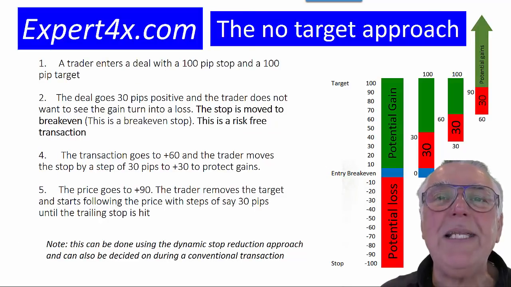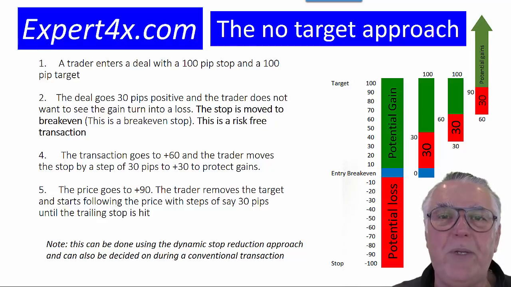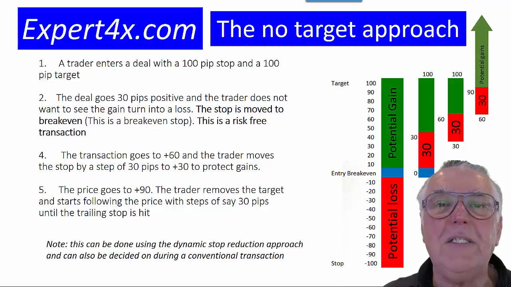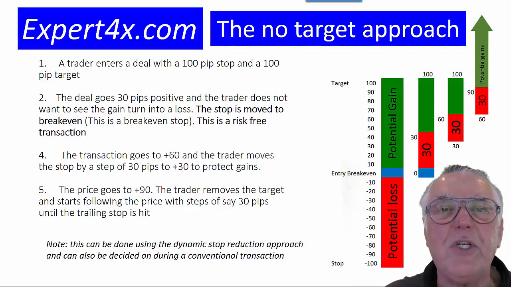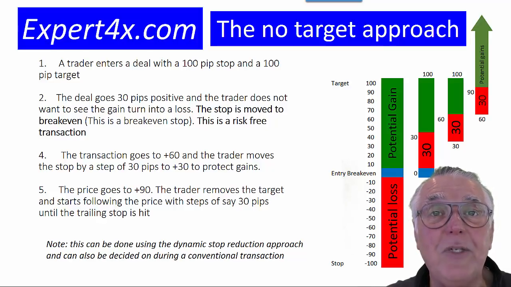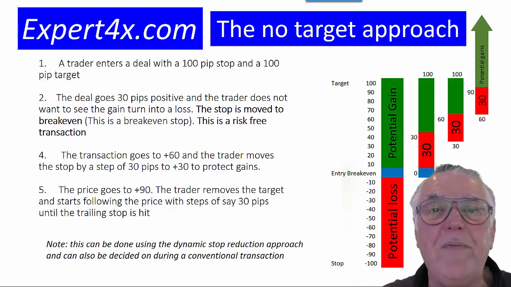Okay, so let's look at another way that trailing stops can be used. In this example, we're saying that a trailing stop will be activated when the transaction goes plus 30, and then there would be a 30 pip size trailing stop. It will be a break-even transaction.